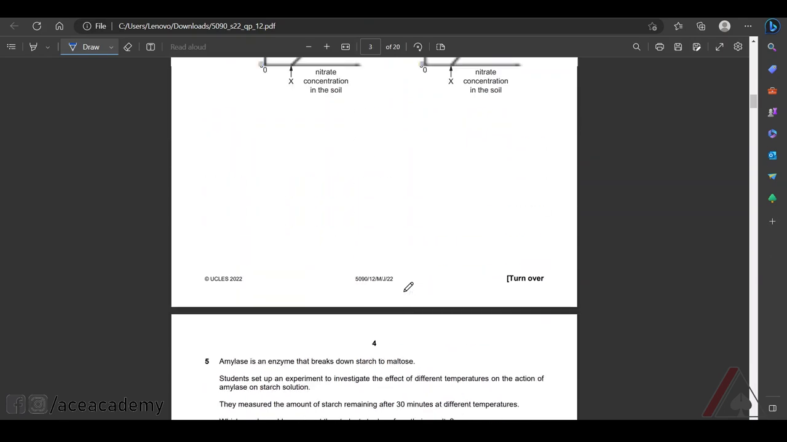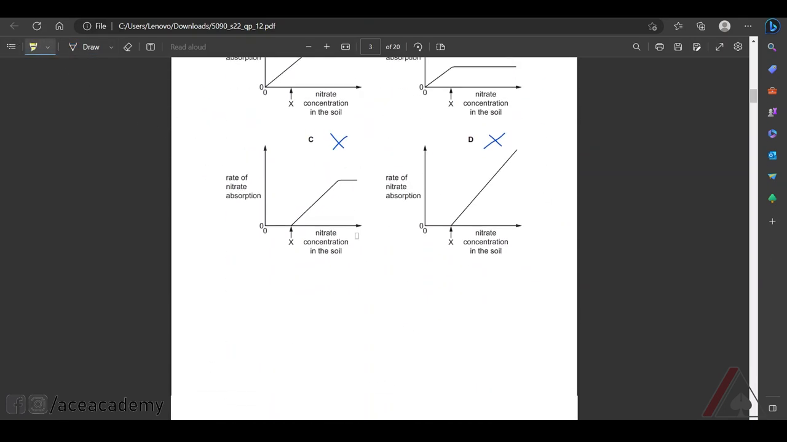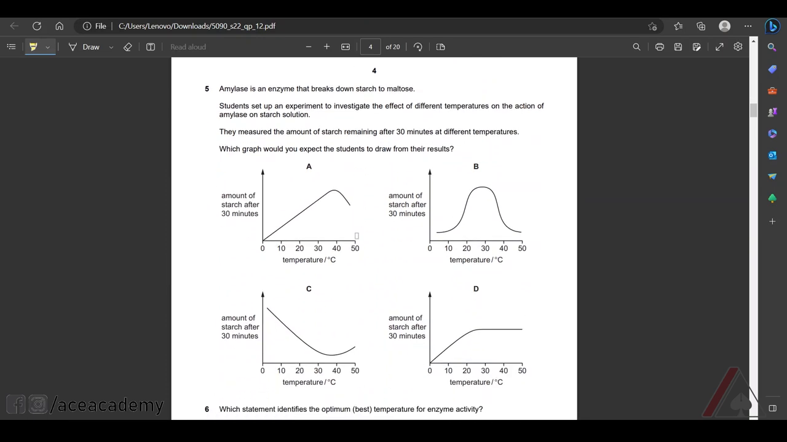That's the specialty of root hair cells. So our correct answer is A. Now on to number 5. Number 5 reads, amylase is an enzyme that breaks down starch to maltose.